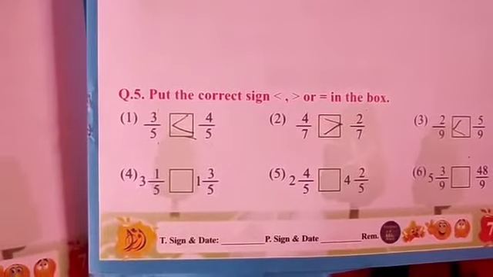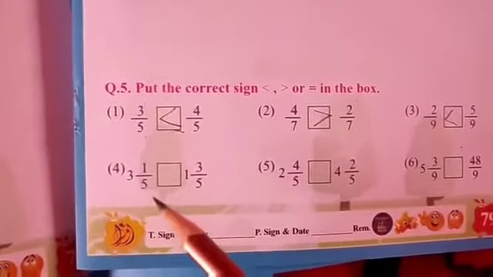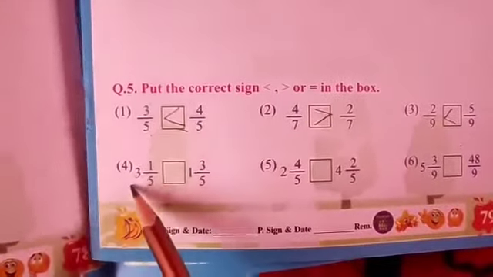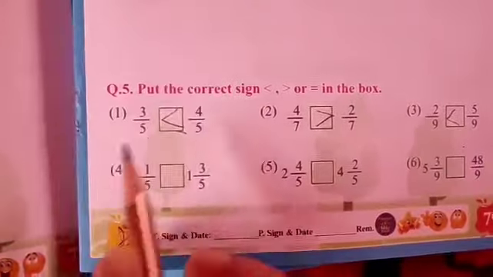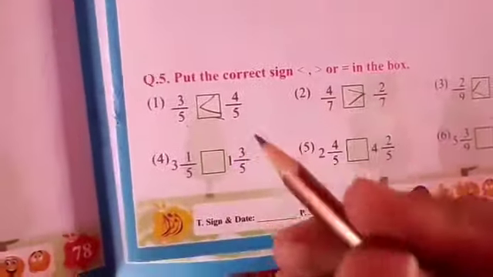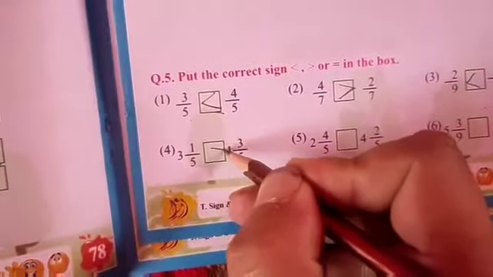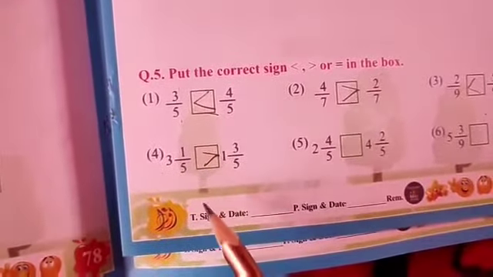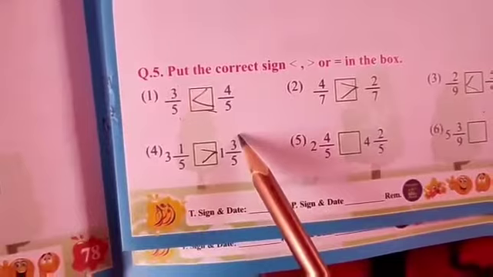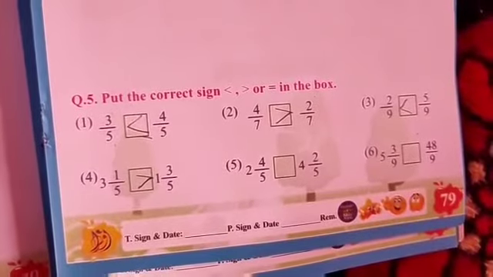This is a mixed fraction. Here the whole part is 3 and in this one it is 1. 3 is greater than 1, so we will put the greater than sign. That means 3 whole 1 upon 5 is greater than 1 whole 3 upon 5. Next one is 2 whole 4 upon 5 and 4 whole 2 upon 5.